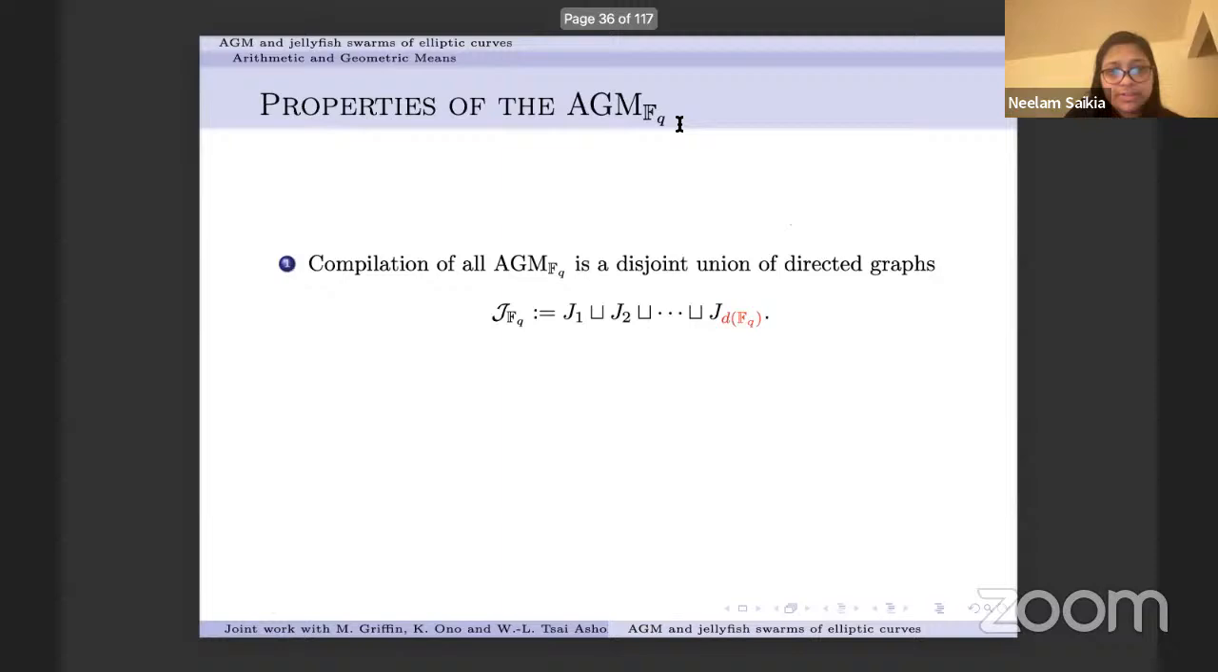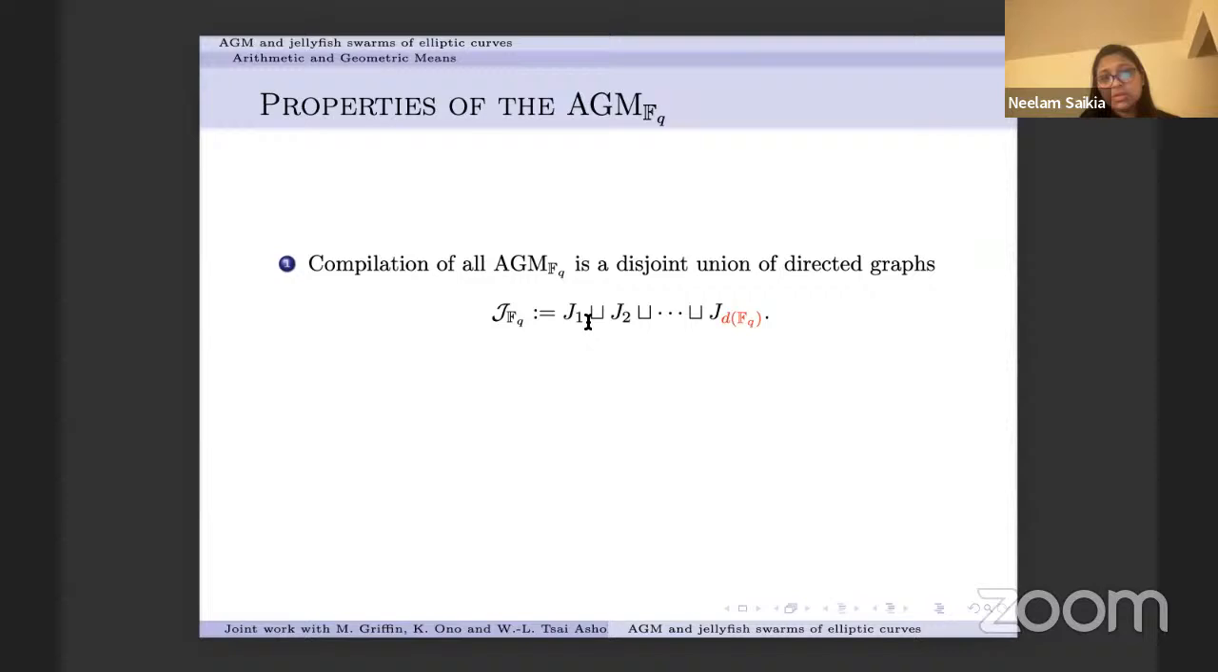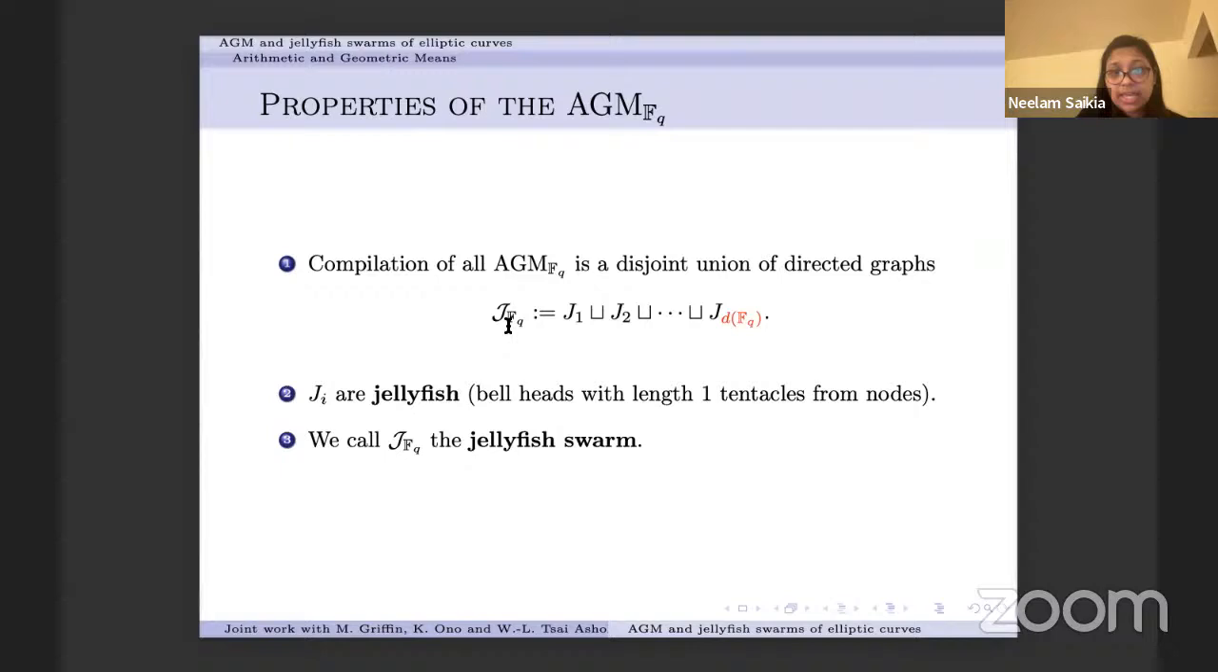So now let me give you some basic properties of this AGM stuff. If you compute all the AGM sequences, we get a distinct union of directed graphs, like here. They are all distinct, they have empty intersection, so all are disjoint. And here the number of jellyfish in the AGM sequences of all the admissible pairs, this number, denoted by the number of jellyfish that appear in the union, and each jellyfish is bell-headed with length 1 tentacles from the node. The total union of all the jellyfish, we call the jellyfish swarm.